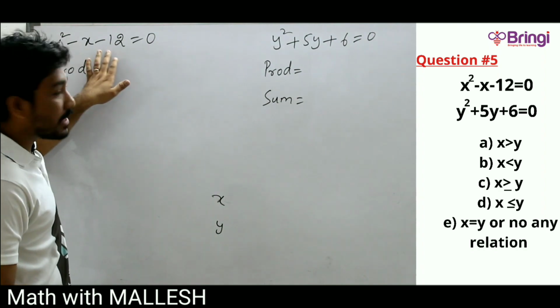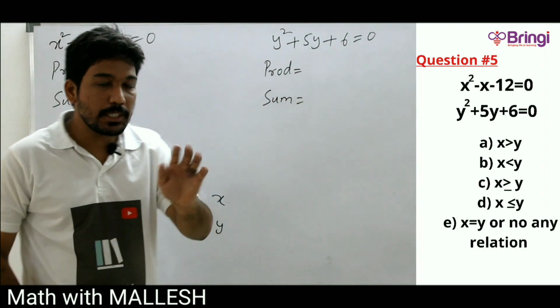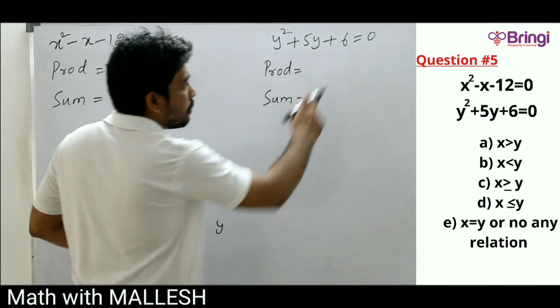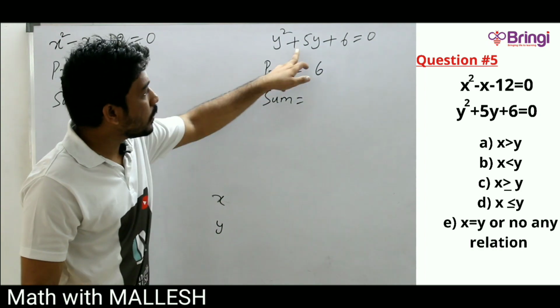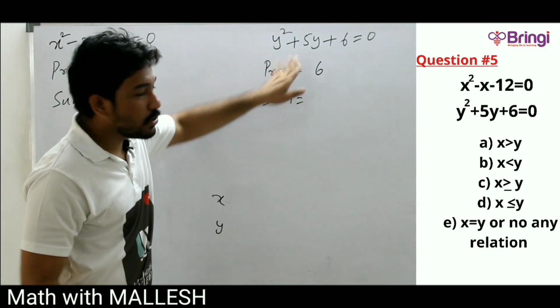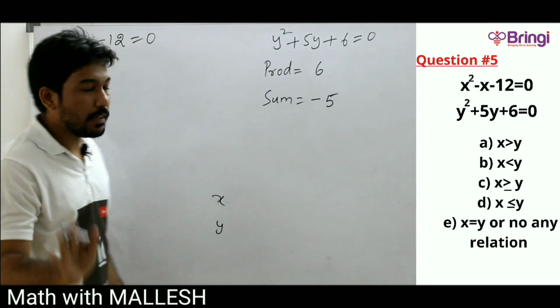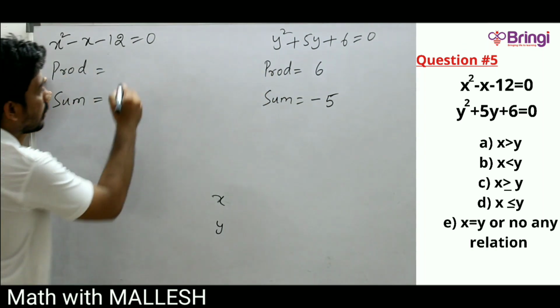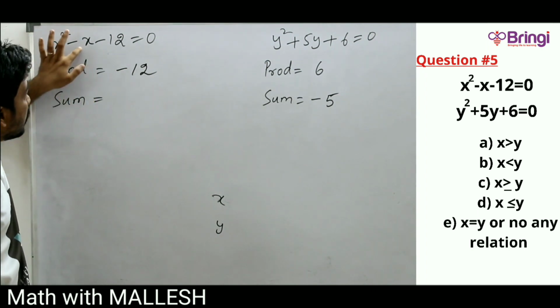X square minus X minus 12 is equal to 0. Y square plus 5Y plus 6 is equal to 0. What is the product value? Definitely 6, no doubt. And what is the sum value? Negative 5. Yes, positive 5 is there, take the reverse. Negative 5, clear. And what is the product value? Negative 12.